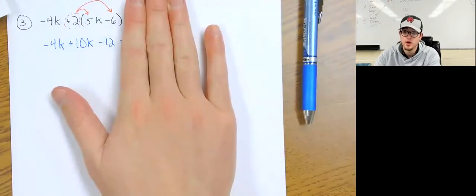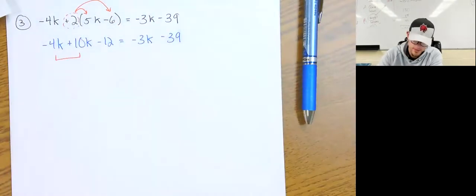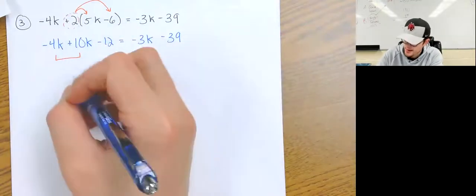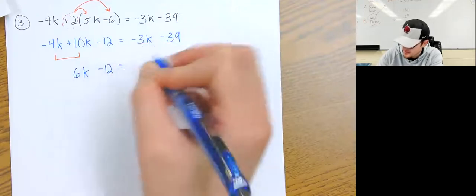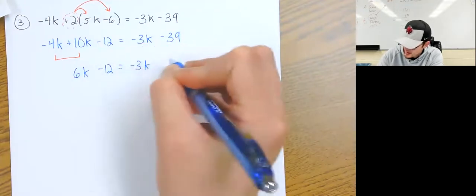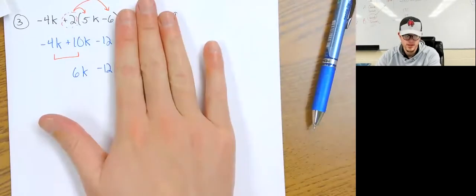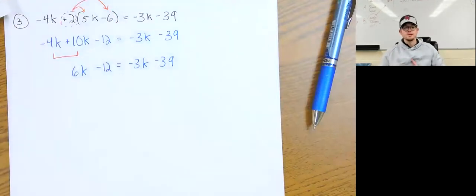Again, simplified yet? No, it is not. I have 2 like terms. I can combine those. So negative 4k plus 10k is 6k. Drop the minus, drop everything else. Minus 12, minus 3k, minus 39. Okay, simplified. Yes, it is. Now I'm canceling out things I don't want.